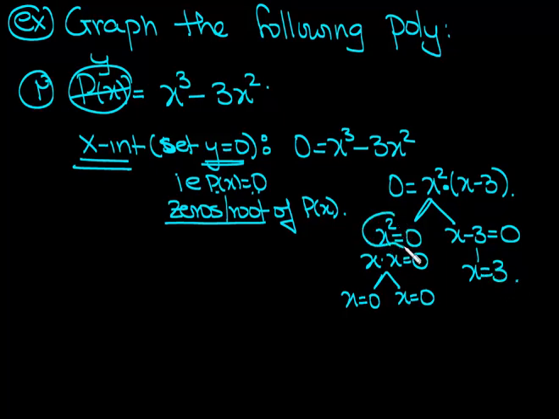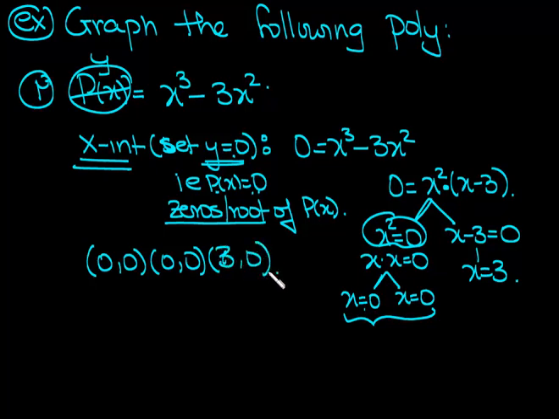Remember to do this. Students always forget, they just say x is 0 once. This is important. So what are my x-intercepts? By the way, this has multiplicity 2, and this has multiplicity 1. So my x-intercepts are 0, 0 and 0, 0, because when x is 0, y is 0. It repeats twice, so I need it twice. And then we have x is 3, so 3, 0. Those are my x-intercepts.